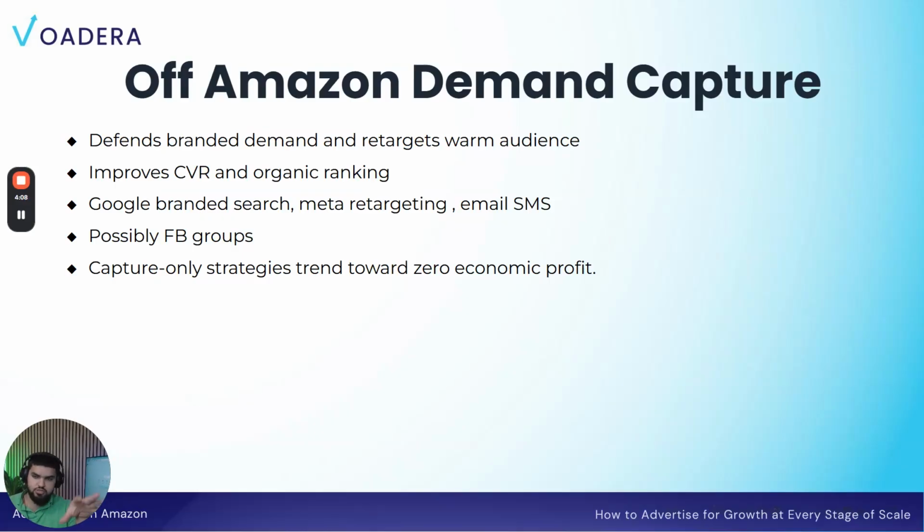So off Amazon Demand Capture, I mentioned this a little bit before, but you can think of Meta or Google, where someone's searching for your product. They're typing your product in, let's say, Google. Let's just say you have ice packs. One of our products is an ice pack, so ice pack for pregnant women, right? And then someone types that into Google, and your product on Amazon shows up. That's off Amazon Demand Capture.